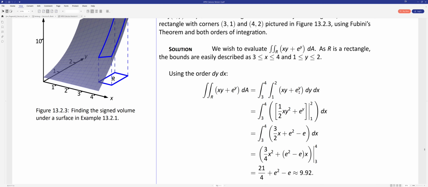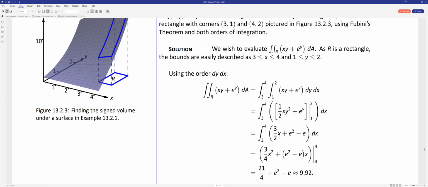When I integrate e to the y with respect to y, you're just going to get e to the y. You should know that this is just the standard way of integrating exponentials. If you integrate e to the x with respect to x, you just get back e to the x. Likewise, integrating e to the y with respect to y, I just get back e to the y. And here, what I need to do is evaluate at y equal to 1 and y equal to 2.